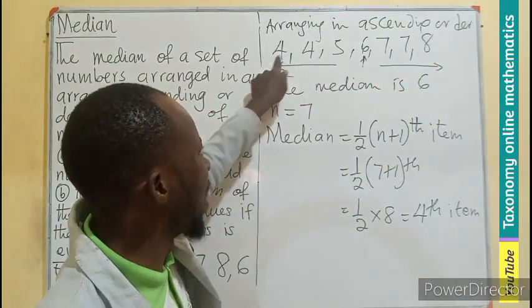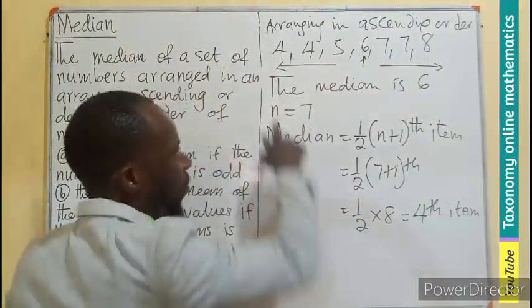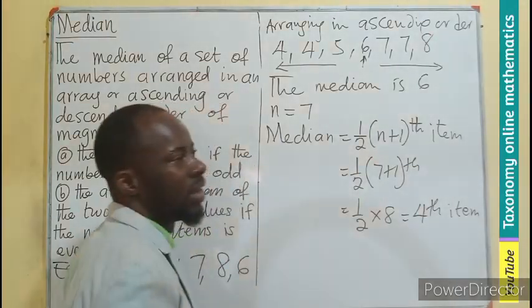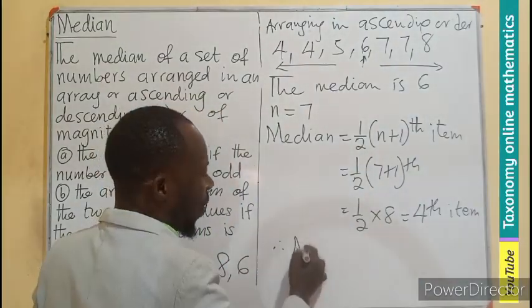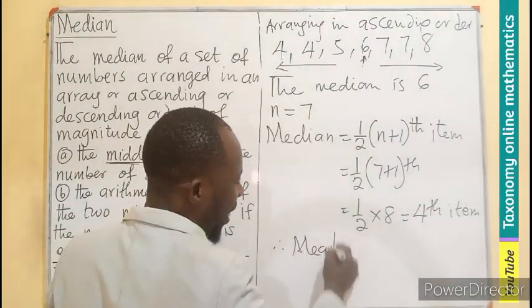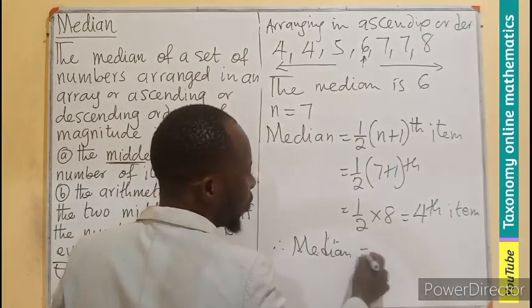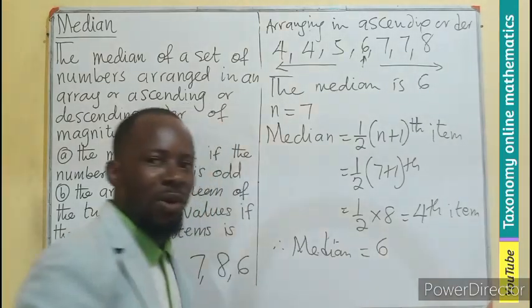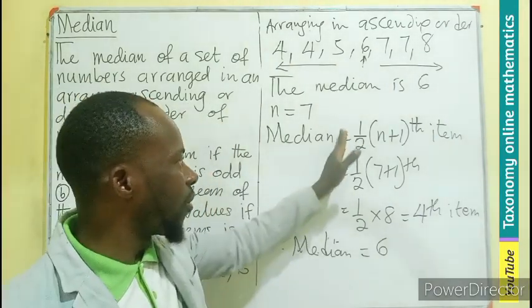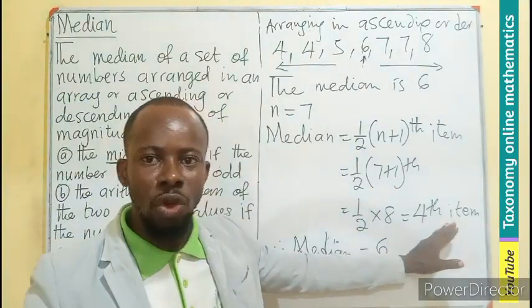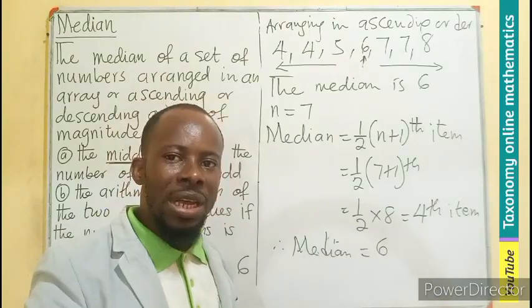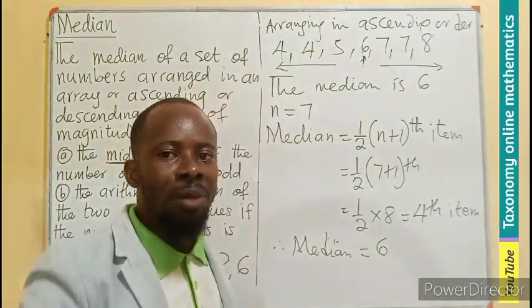So I'll be counting 1, 2, 3, 4. So therefore, the mean is going to be 6. So I will just say, therefore, the median is going to be what? 6. Don't forget, the answer you are getting from this calculation is not the median, but it's only telling you the position of the median.